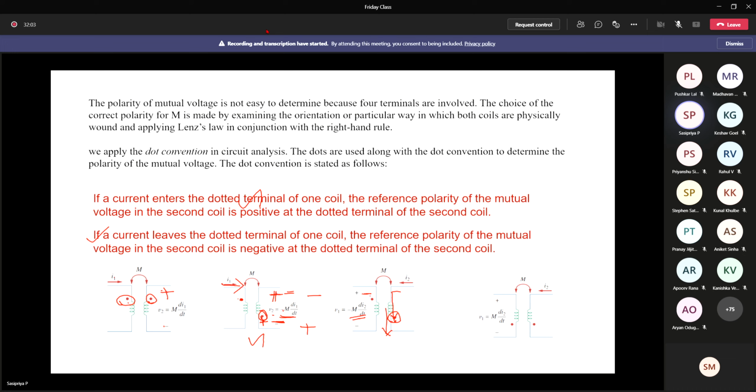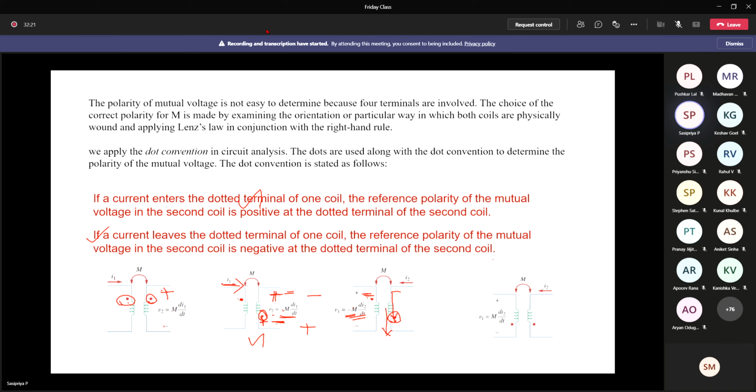Here we'll have a negative voltage at the dotted terminal. That's the reason it is written as minus M into di2 by dt. This voltage will be a negative voltage, no? Minus M into di by dt.